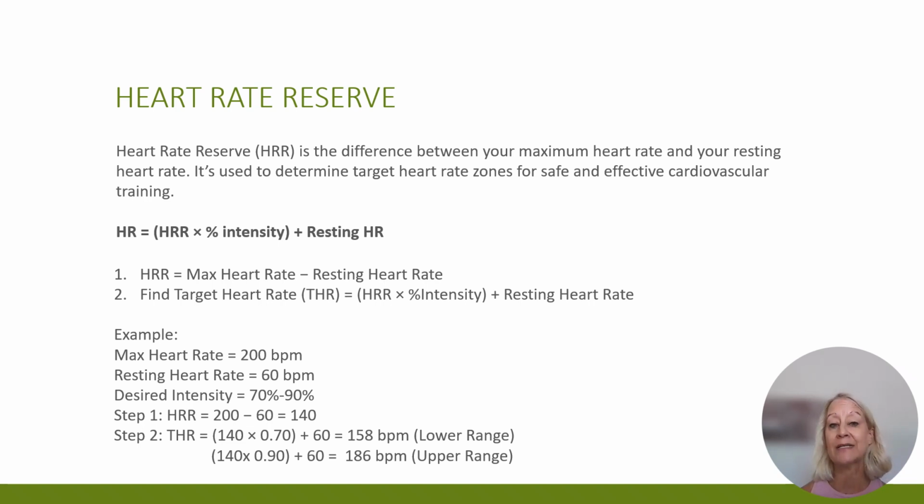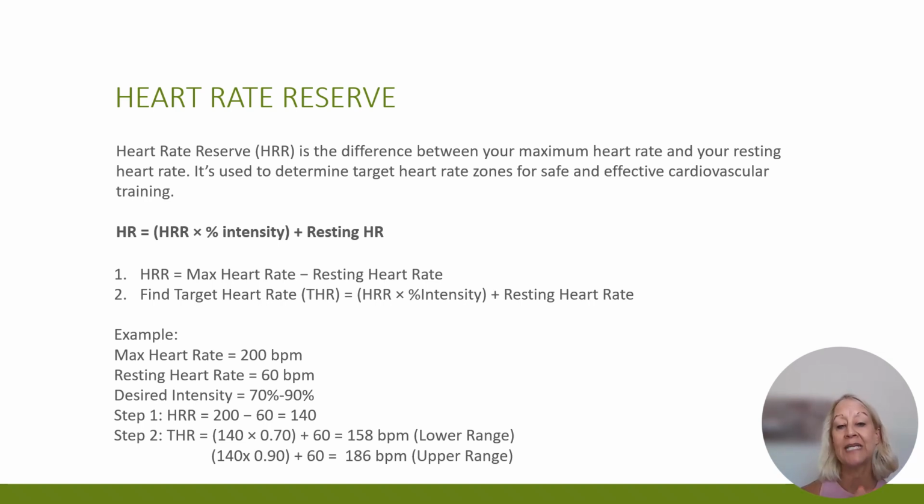You're going to take your max heart rate. We're going to say 200 beats per minute, so we're utilizing that 20-year-old. 220 minus the age, 200 beats per minute is the max heart rate. Resting heart rate is 60 beats per minute. And then the desired intensity is 70 to 90%. So step 1, the heart rate reserve. 200 is the max heart rate. Subtract resting heart rate of 60. That gives you 140. Then step 2, go into the target heart rate.